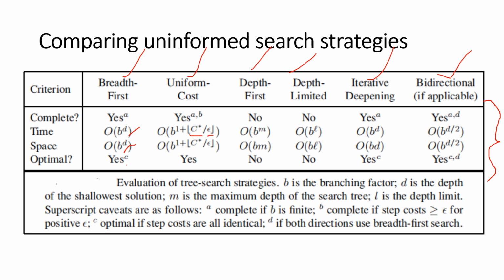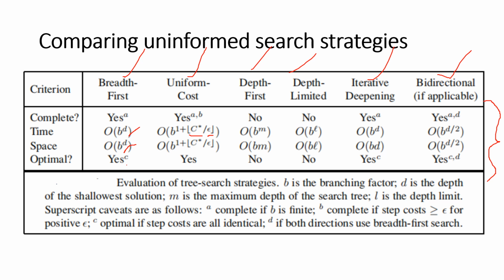In the uniform cost search, is it complete? Yes, it is complete. And also time complexity. Time complexity means here in this case, we are considering the C star also. C star means cost of the optimal solution. So that means b to the power C star divided by epsilon.